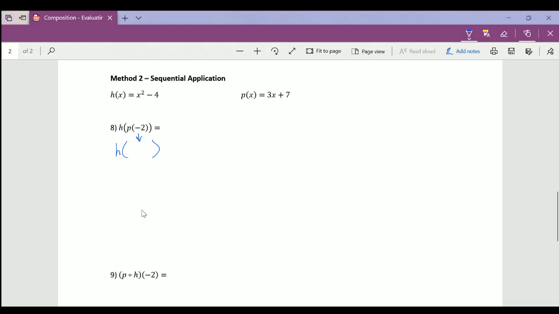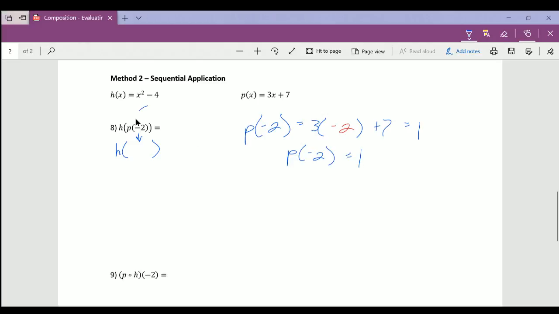So p of negative 2 is going to be what goes inside there. So we need to evaluate p of negative 2. As before, we will replace the x with empty parentheses. So we have 3x plus 7, and inside there, we will put the number -2. You can use your calculator or whatever. You get -6 plus 7, so the answer there is 1. So p of -2 equals 1.